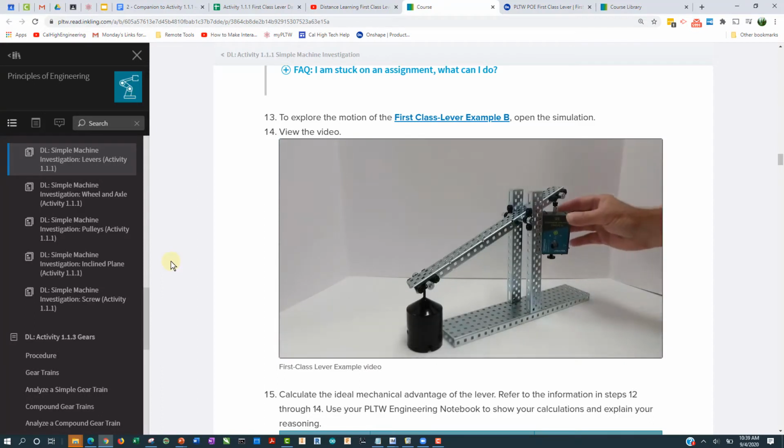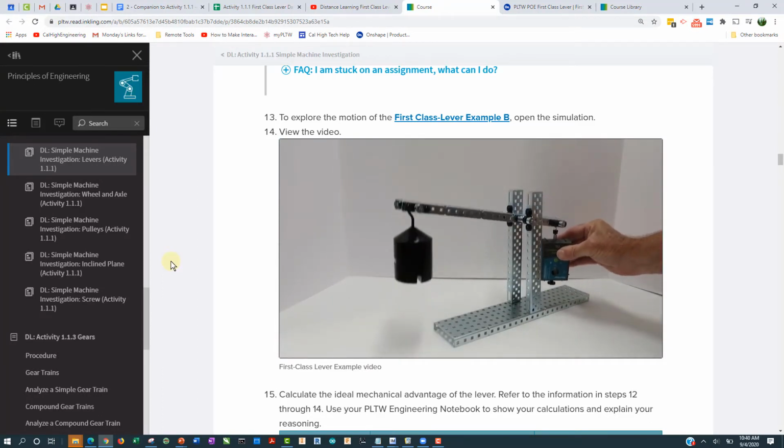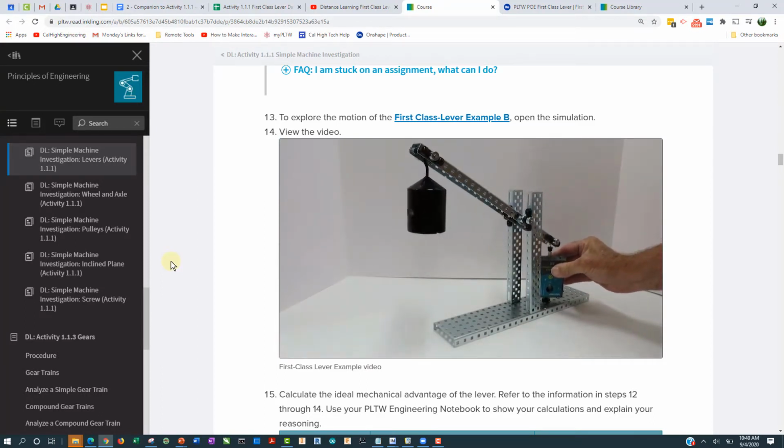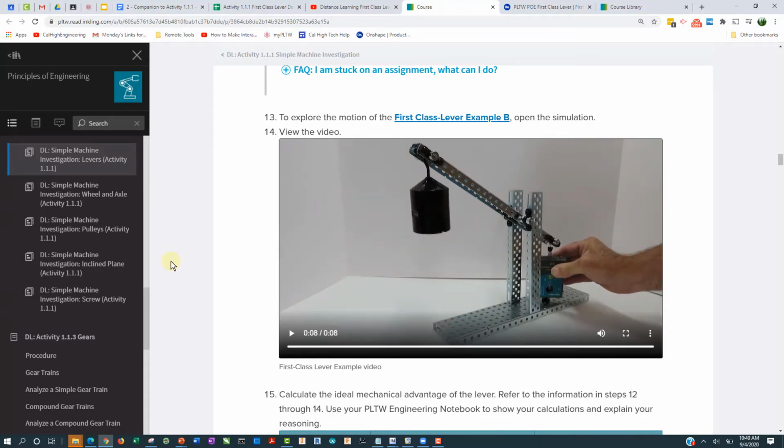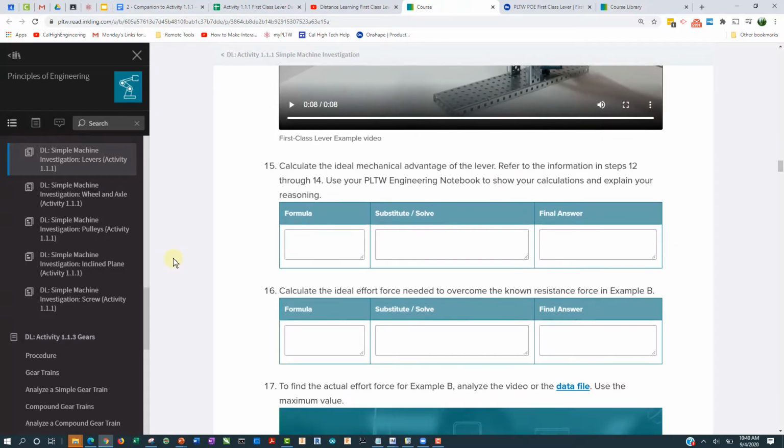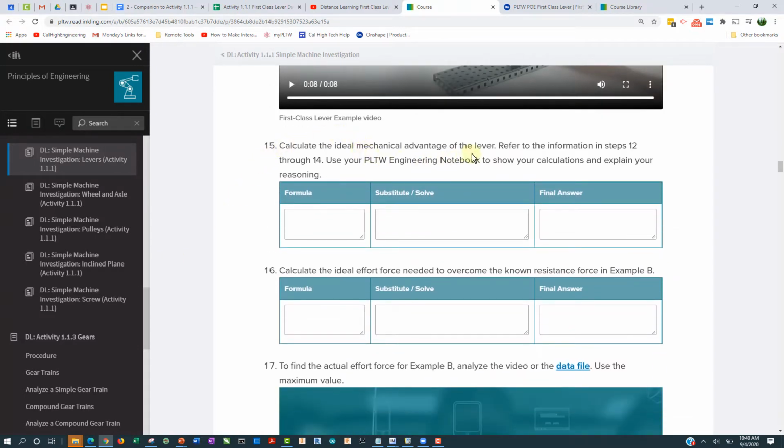So this is how the data is collected. That little thing the guy's holding is spitting out data wirelessly in newtons, the force it's being pulled up with. And so that's the data file we're going to use. Let's see if it jives with our equations. All right, calculate the ideal mechanical advantage of the lever. Refer to the information in steps 12 through 14. Use your PLTW engineering notebook to show your calculations and explain your reasoning. Well, we're not going to do this. We're going to do this on a piece of paper.